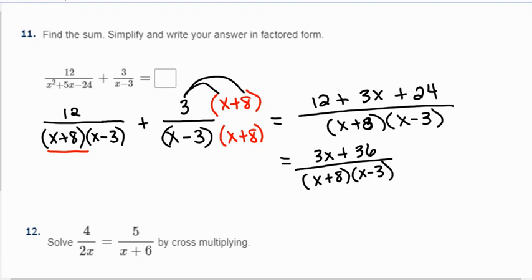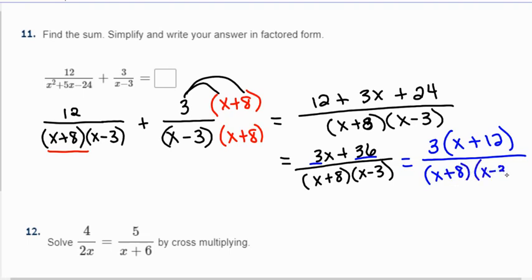And then we want to factor in this numerator. They both are divisible by 3, so I'm going to factor out a 3 and call this 3 times the quantity of x plus 12 over x plus 8 times x minus 3. Now, the last thing that I check is, can I cancel out x plus 12 with either of these? No, they're not identical. Can I cancel out a 3 with either of these? No, they're not identical. So this is the final solution.